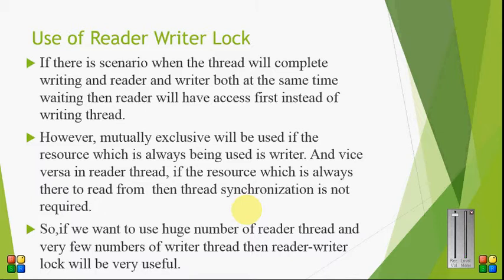However, mutual exclusion will be used if the resource is always being used by a writer, and vice versa for readers. If the resource is always there only to read from, then thread synchronization is not required. So if you want to use a huge number of reader threads and very few writer threads, then the reader-writer lock will be very useful.